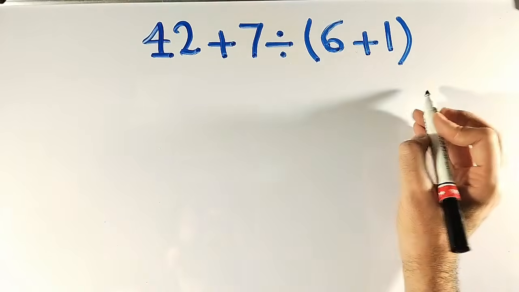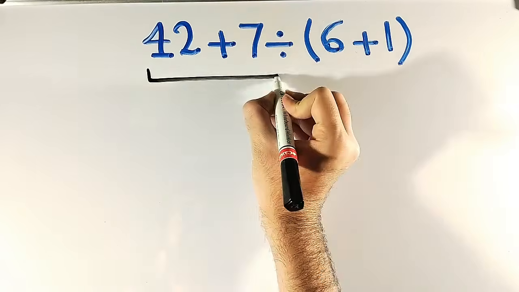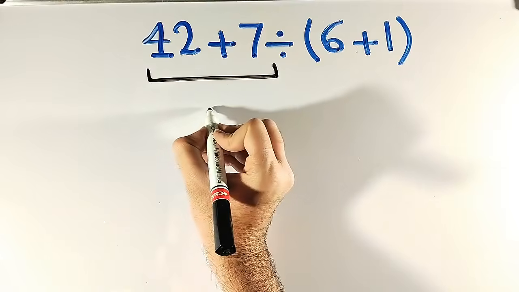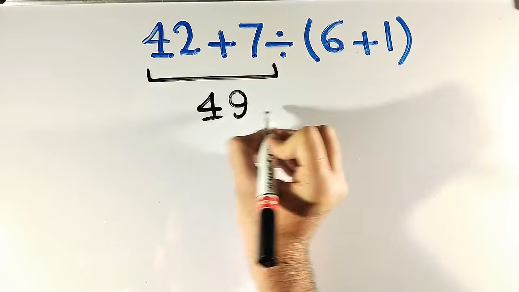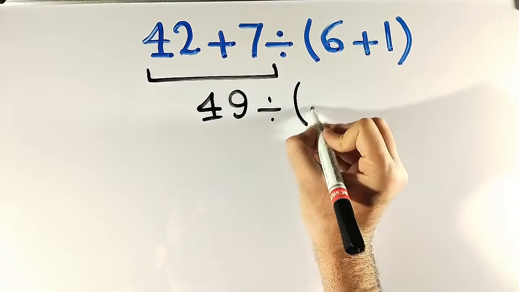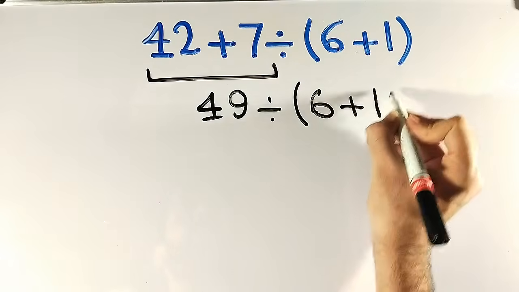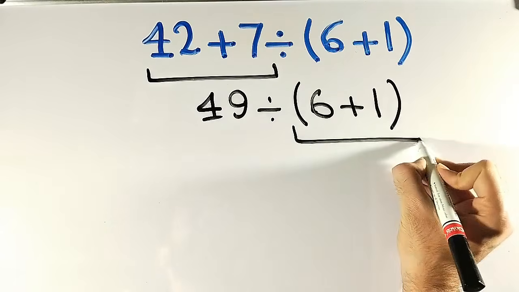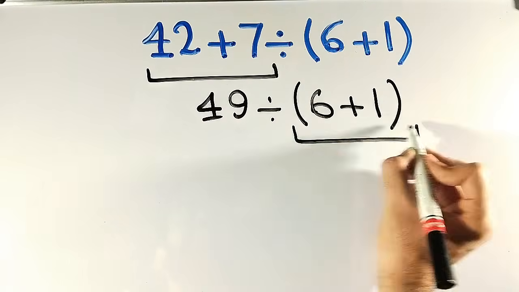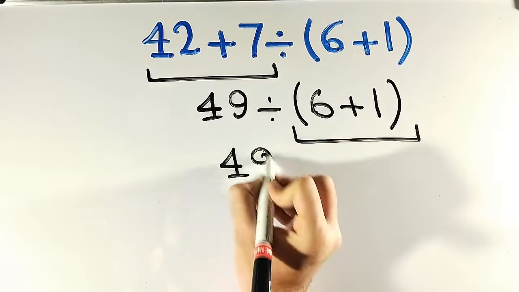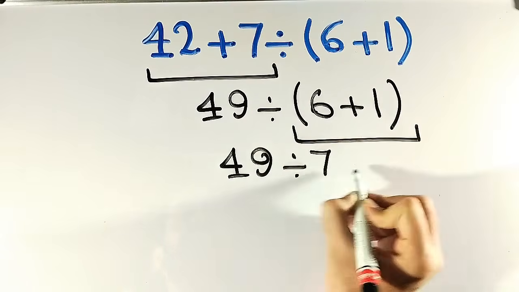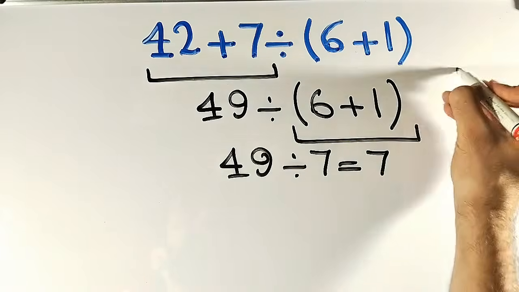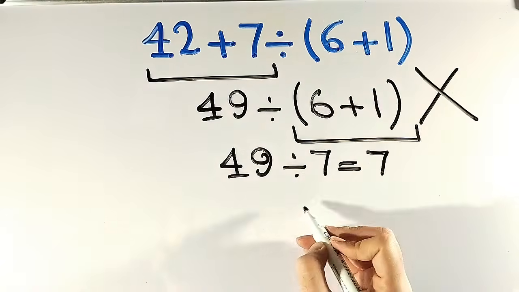Many people when solving this question first go for the addition between 42 and 7. And instead of this expression, they write 49 divided by open parentheses 6 plus 1 close parentheses. And the next step, they go to the expression inside the parentheses and write this expression as 49 divided by 7, which finally gives them the answer 7. However, it's not the correct answer to this question.